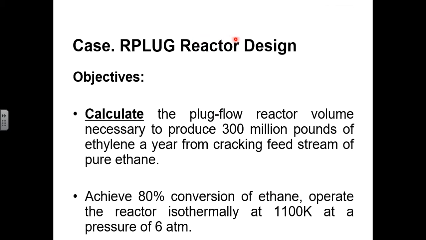reactor. There are two objectives of this simulation. Number one is to calculate the plug flow reactor volume necessary to produce 300 million pounds of ethylene a year from cracking feed stream of pure ethane.